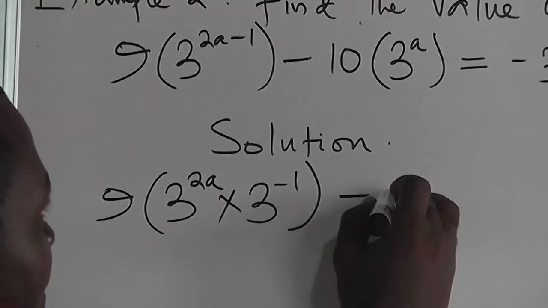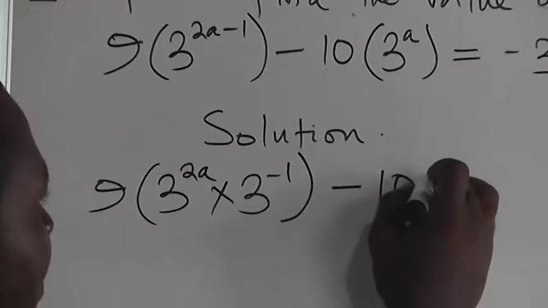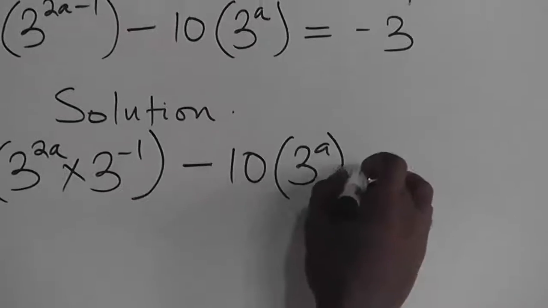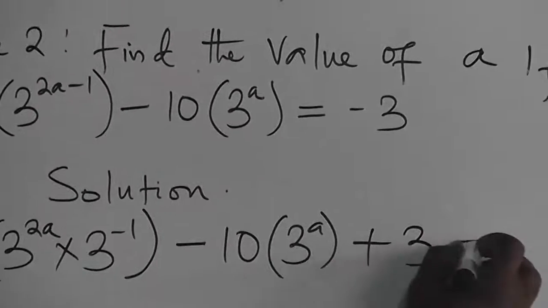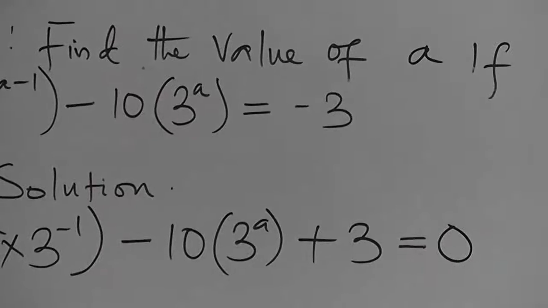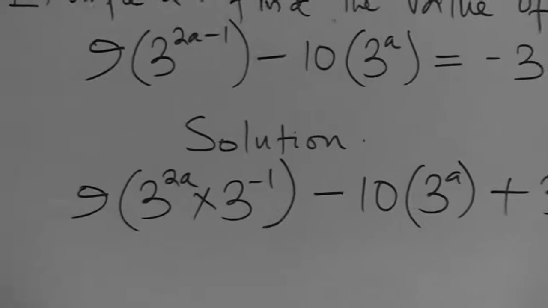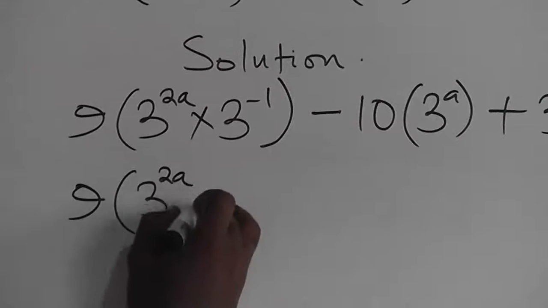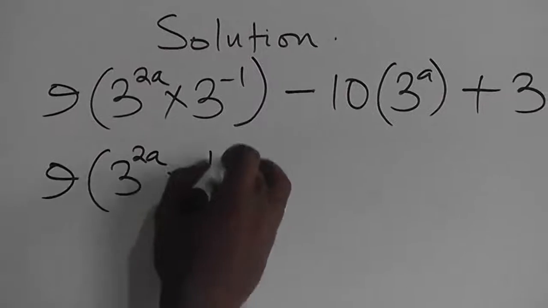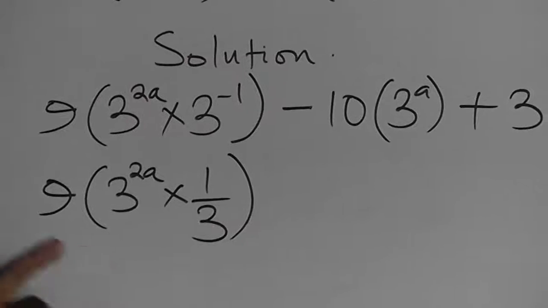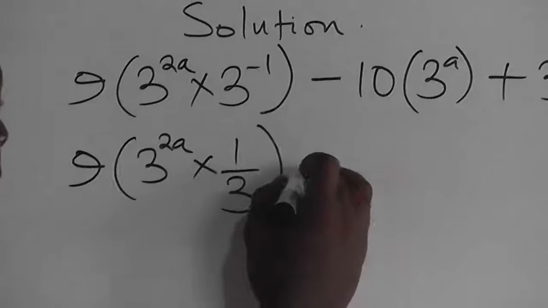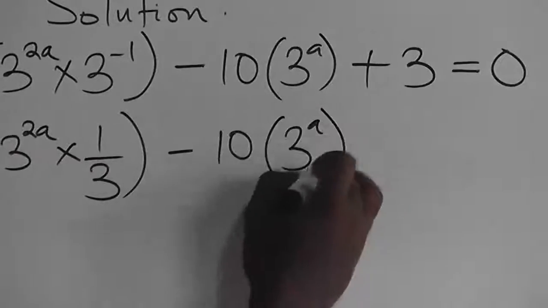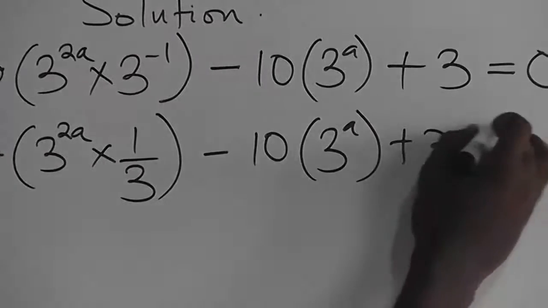Now, minus 10, 3a. You bring this 3 over. And when it is crossing, the sign of equal to it becomes plus. Then you equate everything to 0. So, this is 9 into bracket 3 raised to power 2a times 1 over 3. Already established that in our first class. Minus 10 into bracket 3 raised to power a plus 3 is equal to 0.